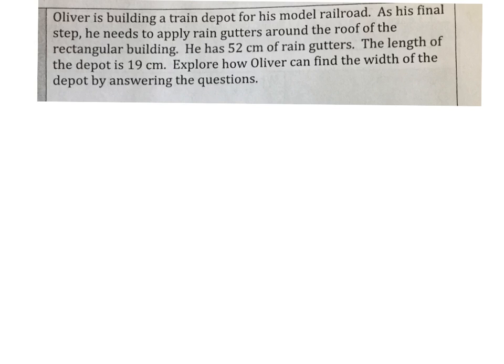All right, so now we are going to solve a word problem that involves writing an equation. So let's read through it. It says Oliver is building a train depot for his model railroad. As his final step, he needs to apply rain gutters around the roof of a rectangular building. Ooh, that sounds important. I'm going to underline it. So it's a rectangular building, so I'm going to go ahead and draw a rectangular building. So it says he has 52 centimeters of rain gutter.